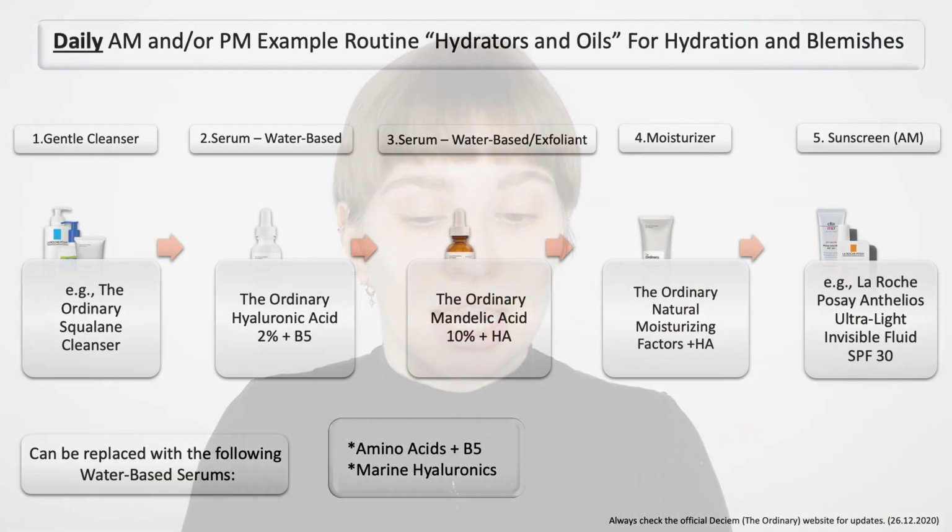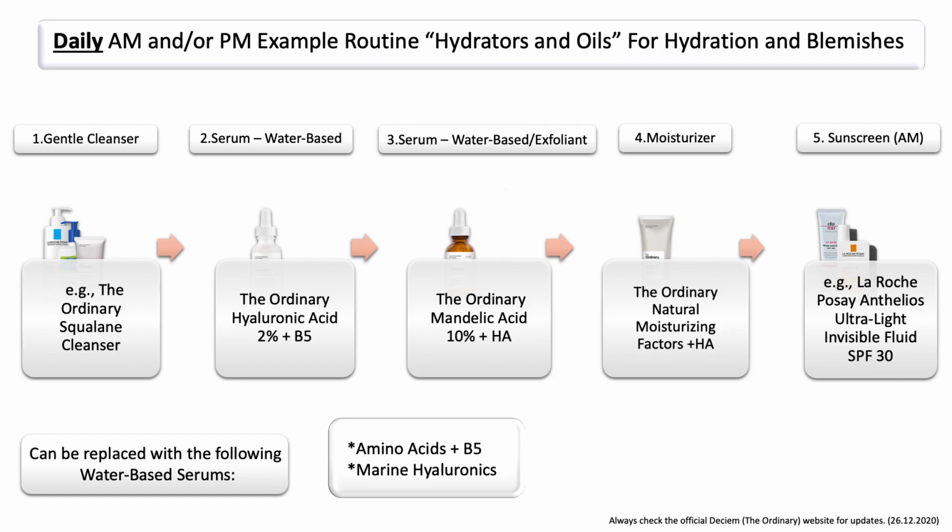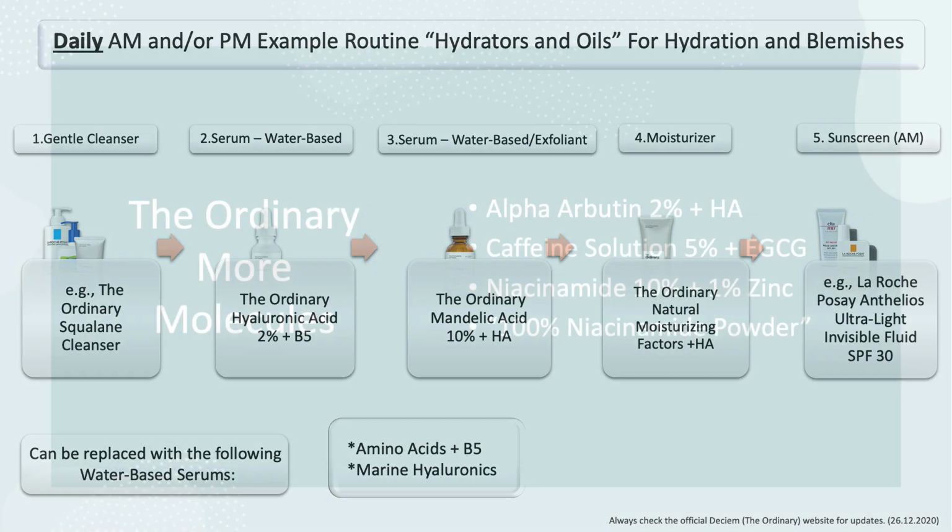So a very easy one if you want to get started with mandelic acid, or this could also be, for example, your evening skincare routine, is also using hyaluronic acid in between. And of course, you could exchange hyaluronic acid with marine hyaluronics as well as with amino acids, etc. And then also finish it off with the rest of your routine. This is what a very hydrating routine can also look like, and also treat some blemishes.